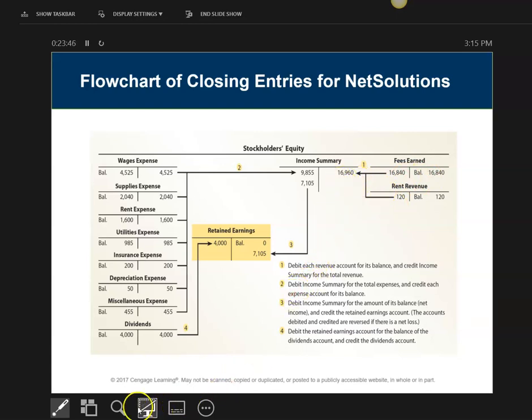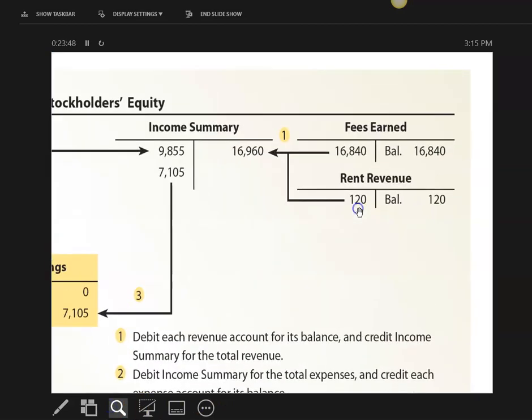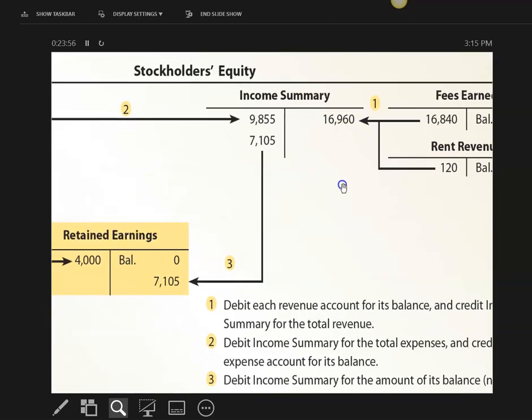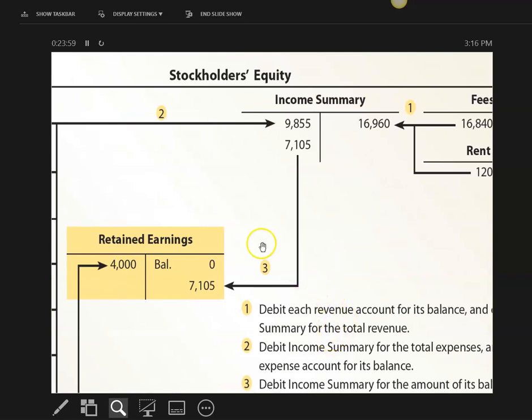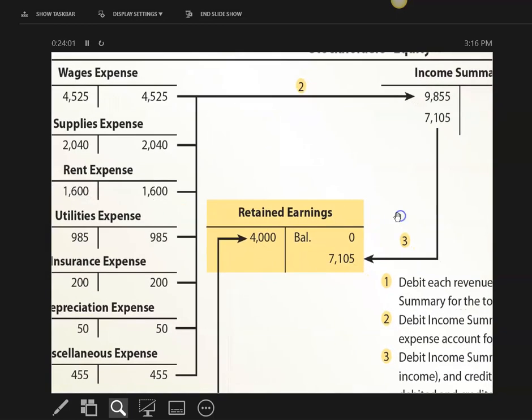Step 2. Well, you know what? Let me make this bigger, guys. So here's step 1. I'm debiting my revenue accounts, crediting my income summary. Okay. Step 2. Close all my expense accounts. My expense accounts normally have a debit balance. So I'm going to credit all my expenses, add them up, and debit my income summary. Okay? Step 2, I'm going to close my expenses by crediting my expenses, debiting my income summary.